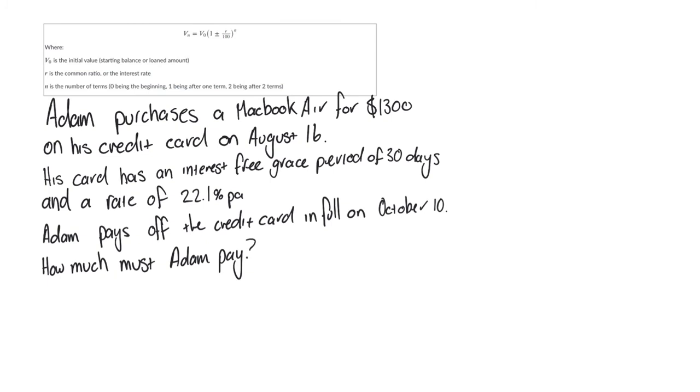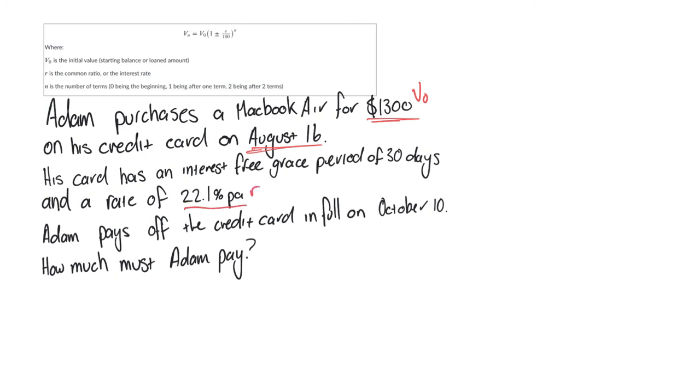So we sort of have to dig through this story to find out the information that we need. Okay, so Adam purchases a MacBook Air for $1,300 on his credit card on August the 16th. So this is going to be our starting date, and this one here will be V0. His credit card has an interest-free grace period of 30 days. So if we pay off that credit card within those 30 days, we don't have to pay any interest. We just pay back the amount for the MacBook. But let's keep reading. At a rate of 22.1% per annum, so that's going to be R.